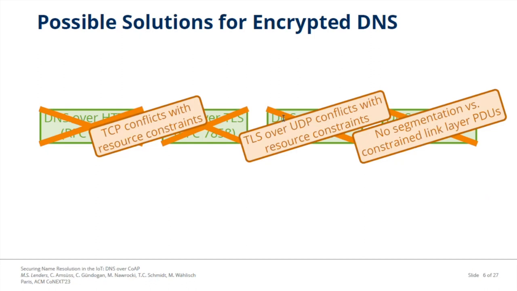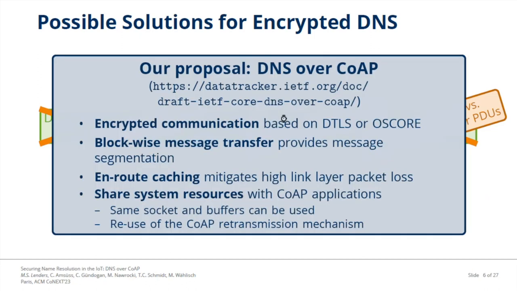So our proposal is to do everything over CoAP, which provides us with encrypted communication based on DTLS or OSCORE. And it provides us with blockwise message transfer, which then provides the message segmentation we need. And it also has onboard caching to mitigate high link layer packet loss. And in the end, we can also share system resources with CoAP applications that we might have on the device, so we can use the same sockets, the same buffer to save the RAM, and we can even reuse a CoAP retransmission mechanism to save ROM.